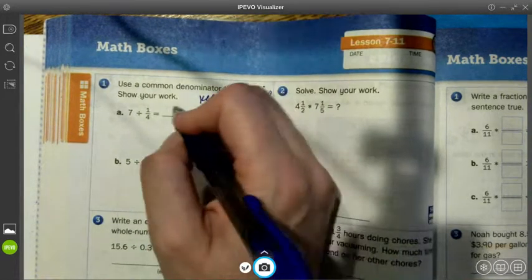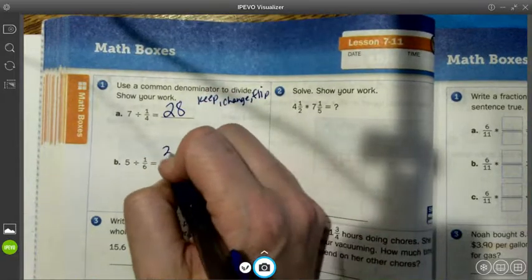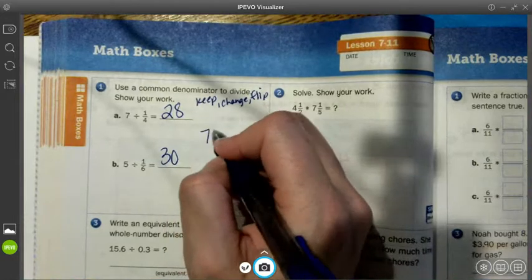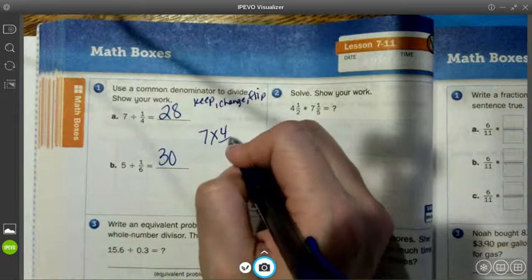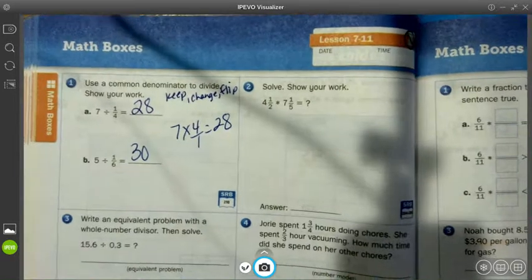Okay, if you have unpaused the video, hopefully you found the solution here was 28. And for the bottom one, it was 30. Just an example of how to work through, you'd keep your 7, change your division to multiplication, and that would become 4 over 1, and that's how we got 28. Okay, let's look at number 2.